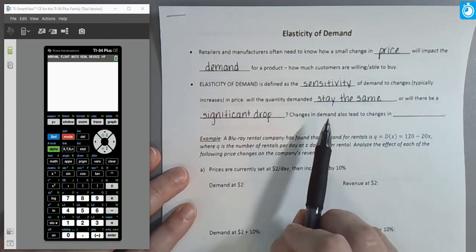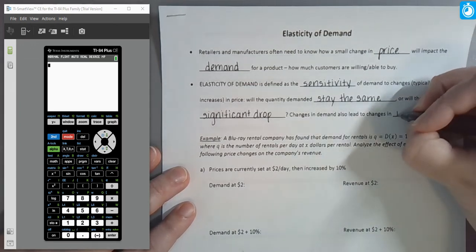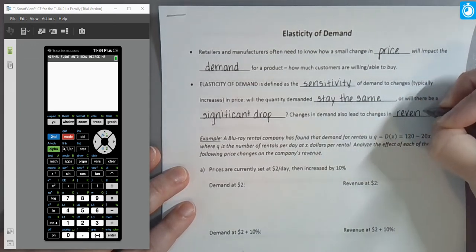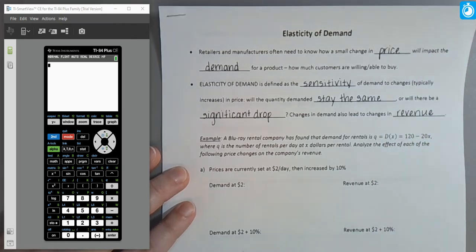We have to keep in mind that changes in demand also lead to changes in revenue. We want to maximize our revenue. We want to make the most money possible. We want to charge more in general because that means we tend to make more. But if we charge too much and people are no longer willing to buy the product, then our revenue can potentially decrease. So in analyzing elasticity, we're trying to find the sweet spot. What's the sweet spot for pricing where we're pricing a little bit higher, we're maximizing our revenue, but we're not pricing so high that people are no longer willing to buy our product, which again would lead to a drop in revenue? What is that balancing point in the middle?